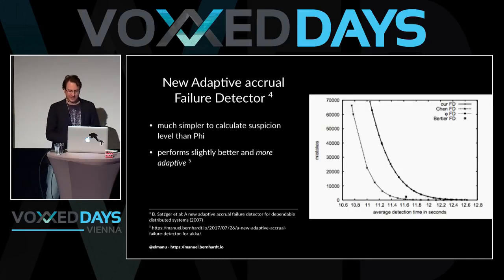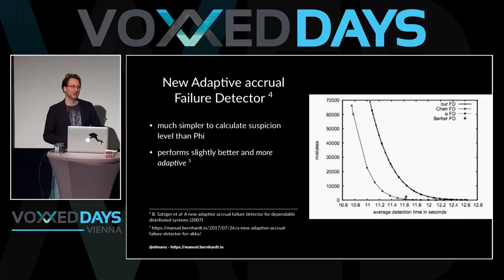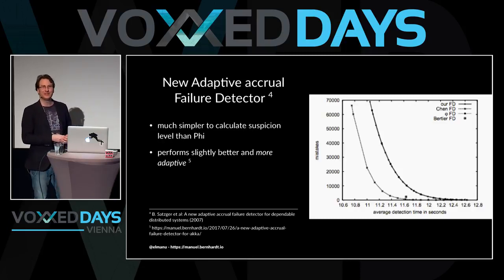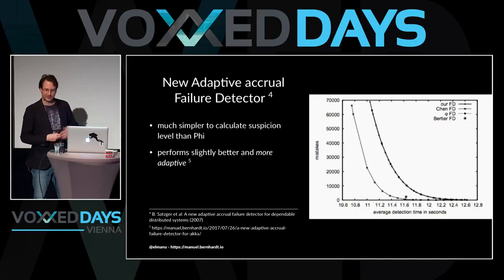Another failure detector, the name is not that cool, but it's the new adaptive accrual failure detector. So it's a bit newer than Phi, and mostly this one is much simpler to implement than Phi. It still gives you a probability, a suspicion value, but the most interesting thing: I implemented this one for Akka Cluster, and what I found is that it's more adaptive. It's better when it comes to changing network conditions.